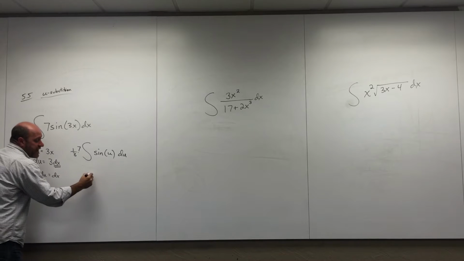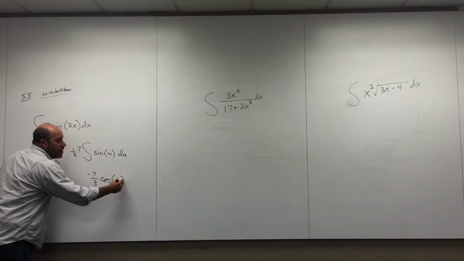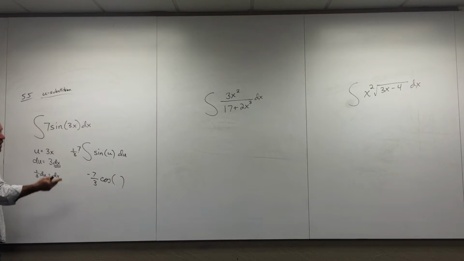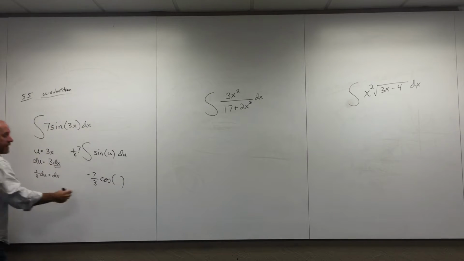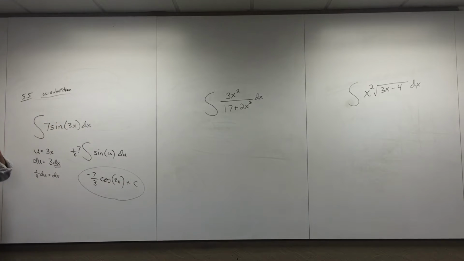There's a 7/3 out front. So if you don't mind, negative 7/3 cosine of u. But I'm not even going to write u. What was u? 3x plus... So, I don't know, that's classic, very basic baby U-substitution.